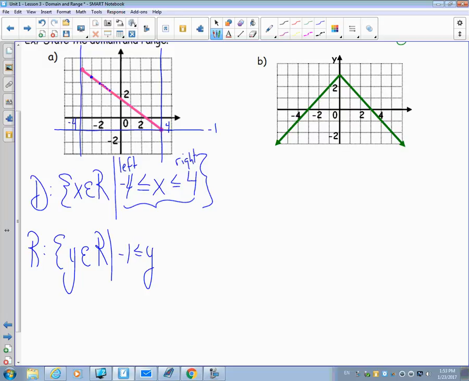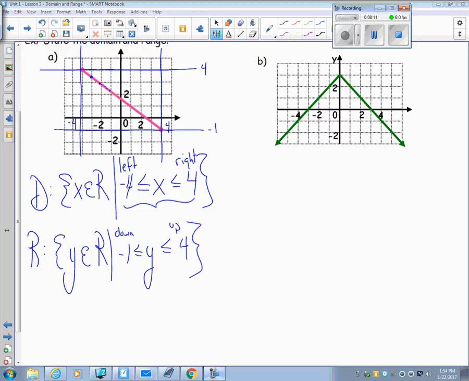How high does it ever get to? It gets all the way up to here, and that's 1, 2, 3, 4. So we're going to say that y has to be between negative 1 and positive 4. This is your down, and this is your up. Okay, and there's our domain and range. If you look at the picture, we've basically created a picture frame. We've said here's where that graph exists.